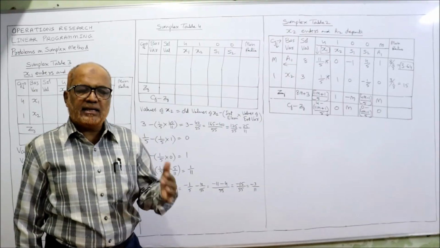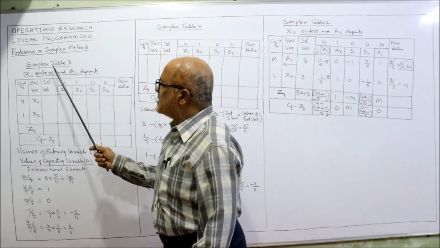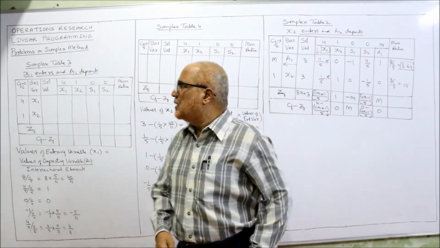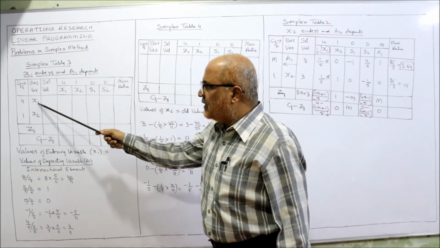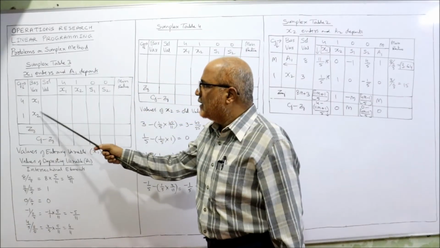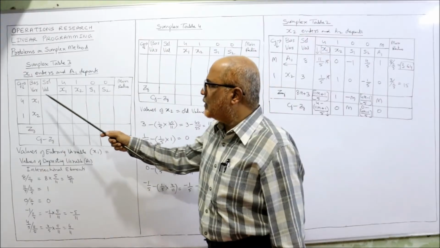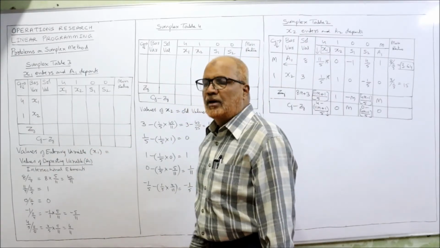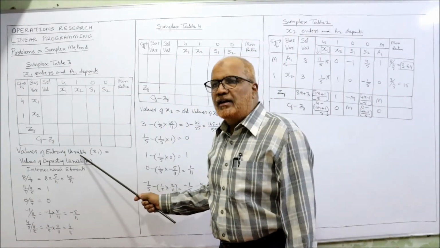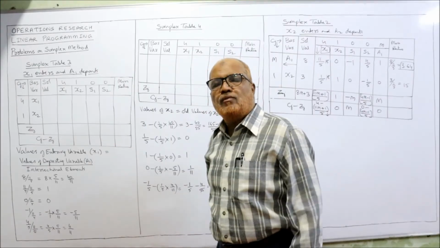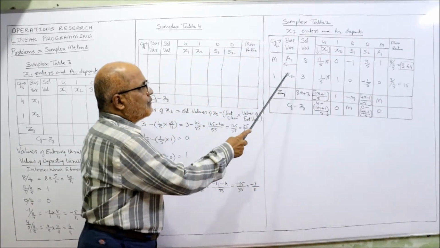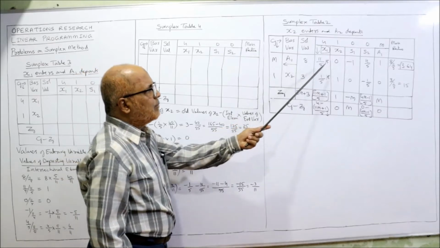Now we make the next table, simplex table 3. Here x1 enters and A1 departs. In place of A1 I have taken x1, and x2 as it is; the same x2 I have taken here. Now the coefficient of the objective function for x1 is 4 and for x2 is 1. First of all, we need the values of the entering variable. The values of entering variable x1 are the values of the departing variable divided by the intersectional element. The departing variable is A1. The values of A1 are 8, 11 by 5, 0.